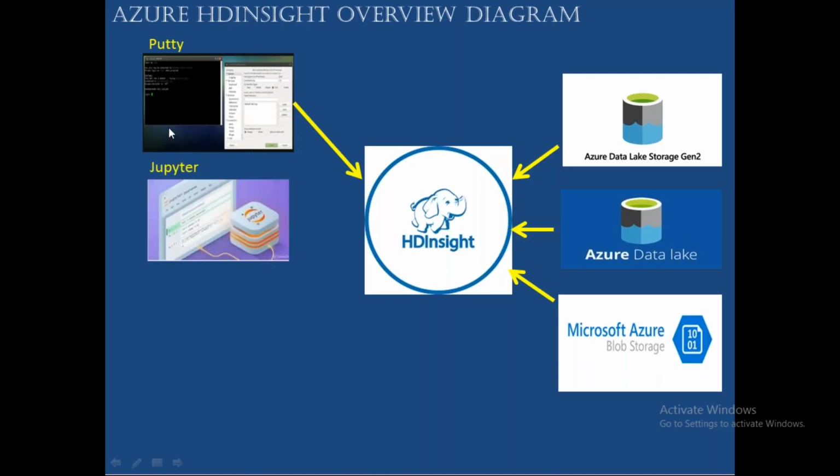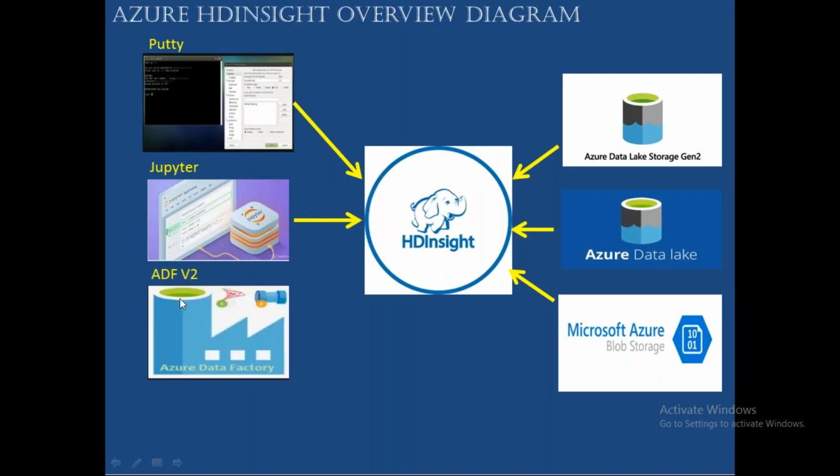Remember. Next, Spark code can be submitted from PuTTY. Spark code can also be submitted from the Jupyter notebook. We will discuss the Jupyter notebook. Next, we can also submit our Spark code from Azure Data Factory. Today I will show you how you can submit your code on Azure HDInsight from Azure Data Factory also.